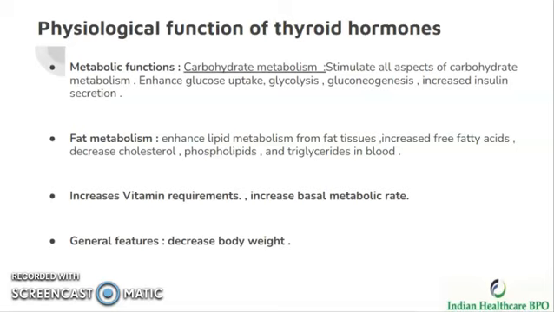In this slide, we'll talk about the physiological function of thyroid hormones. Metabolic function, like carbohydrate metabolism: stimulate all aspects of carbohydrate metabolism. Enhance glucose uptake, glycolysis, gluconeogenesis, and increased insulin secretion. In fat metabolism, it enhances lipid mobilization from fat tissue and increases free fatty acids, decreases cholesterol, phospholipids, and triglycerides in the blood, and increases vitamin requirement and basal metabolic rate. In general features, like it decreases the body.